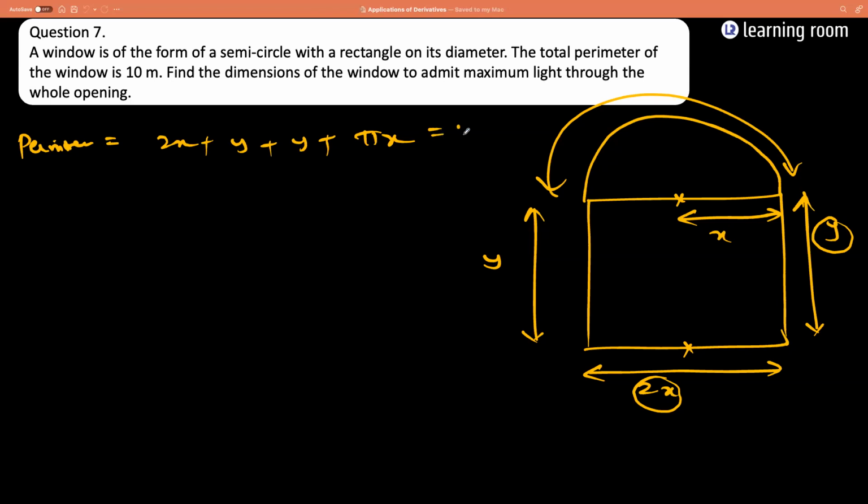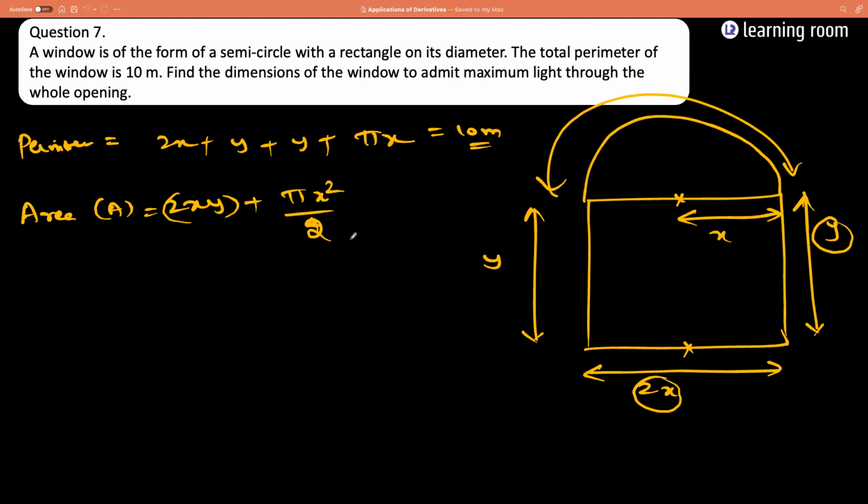So this value is how much? 10 meter, meaning the perimeter is fixed because they gave you the number. Find the dimensions of the window to admit maximum light through it. We need to find the area. So what is going to be the area? It is going to be 2x into y plus pi x square by 2, half of the circle's area.